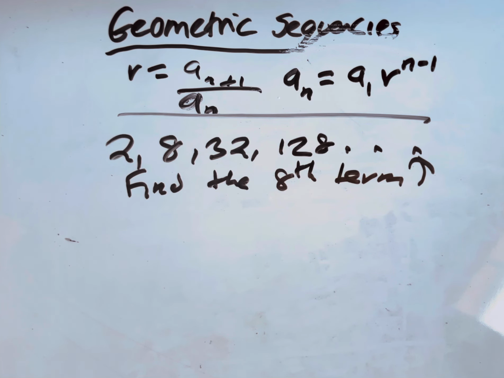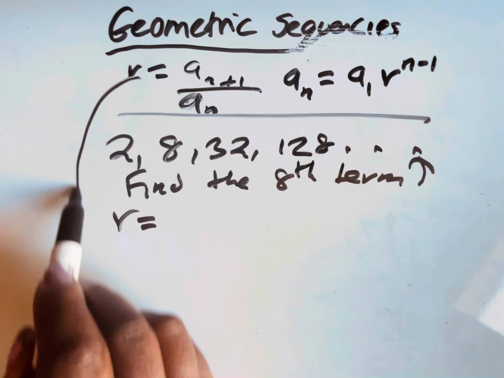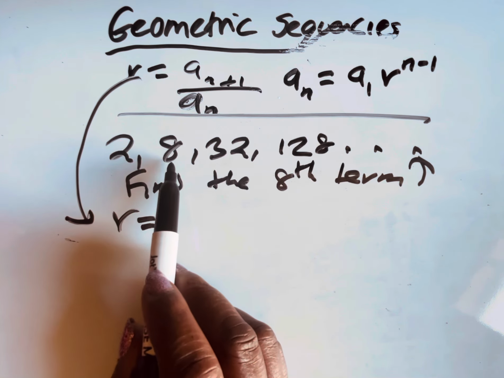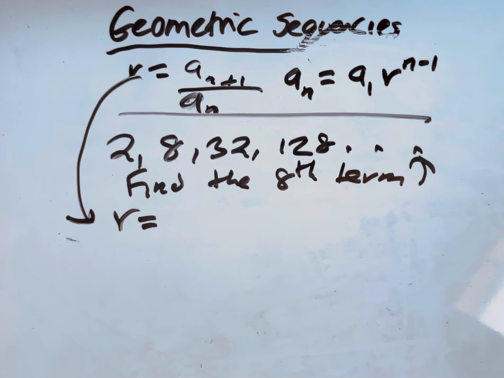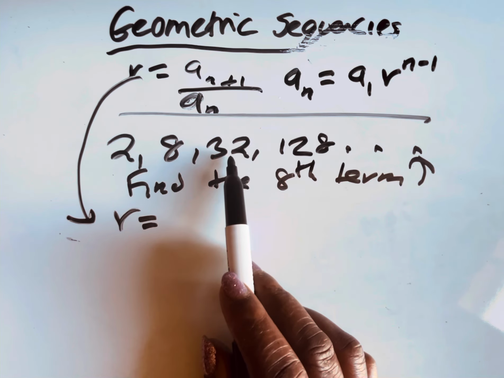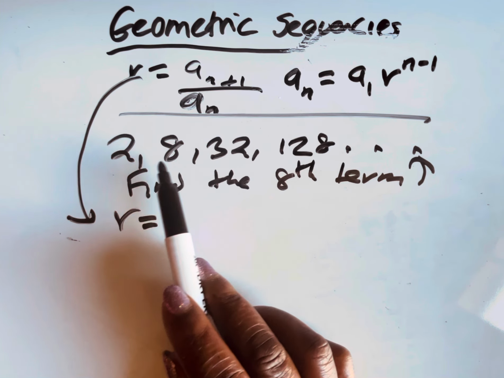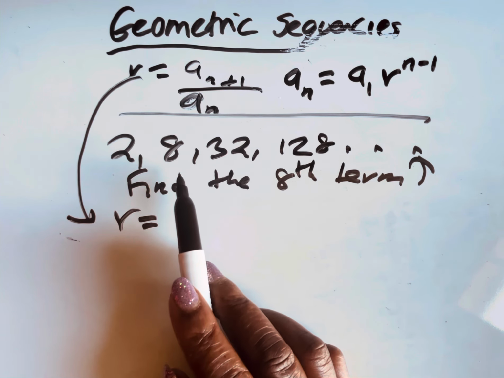First, we will need to find the common ratio. The common ratio is found using this formula above. We will take any of these two terms and divide by each other. For example, we can take 128 divided by 32, or 32 divided by 8, or 8 divided by 2. Either way, it's going to work.